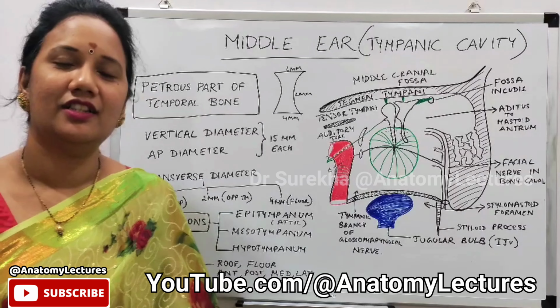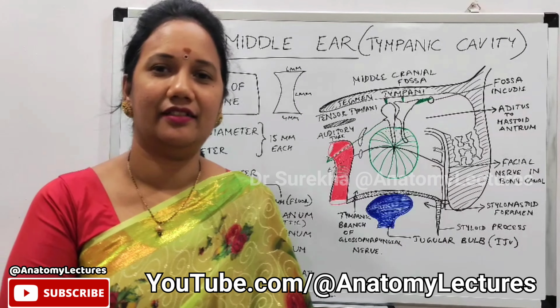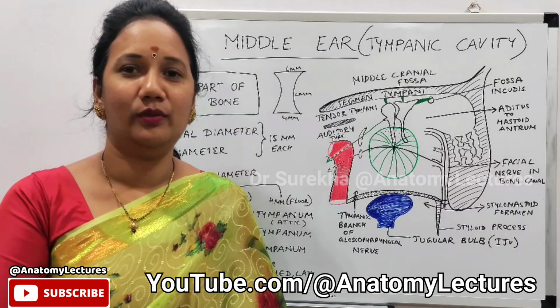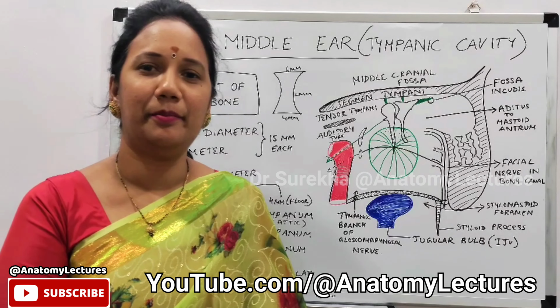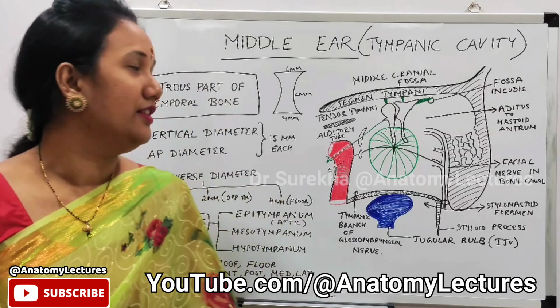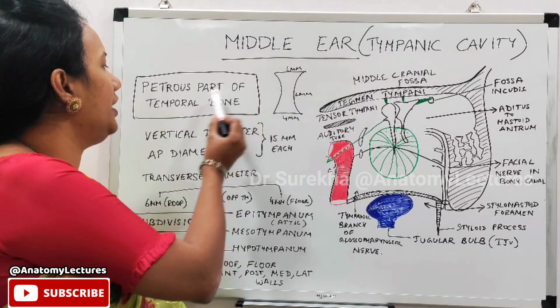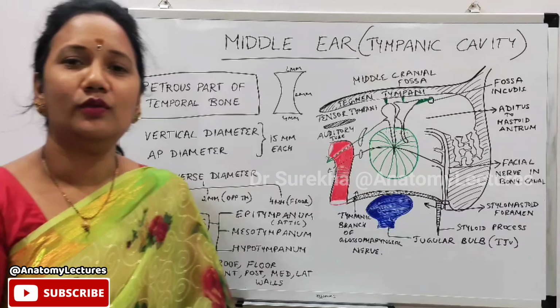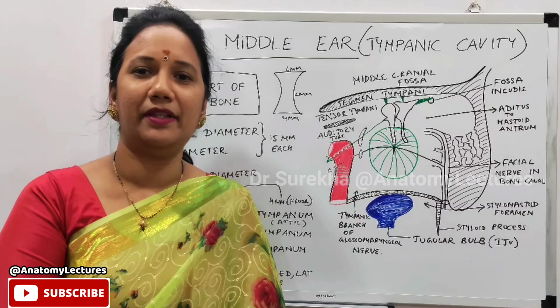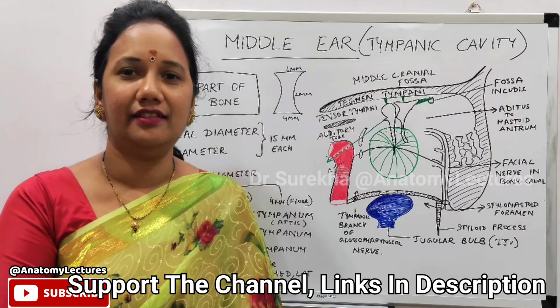Welcome dear viewers. So today let us discuss the anatomy of the middle ear. Middle ear is otherwise also called as the tympanic cavity. So coming to the location of this middle ear, it is located within the petrous part of the temporal bone. So this middle ear is typically sandwiched between the external ear and the internal ear.